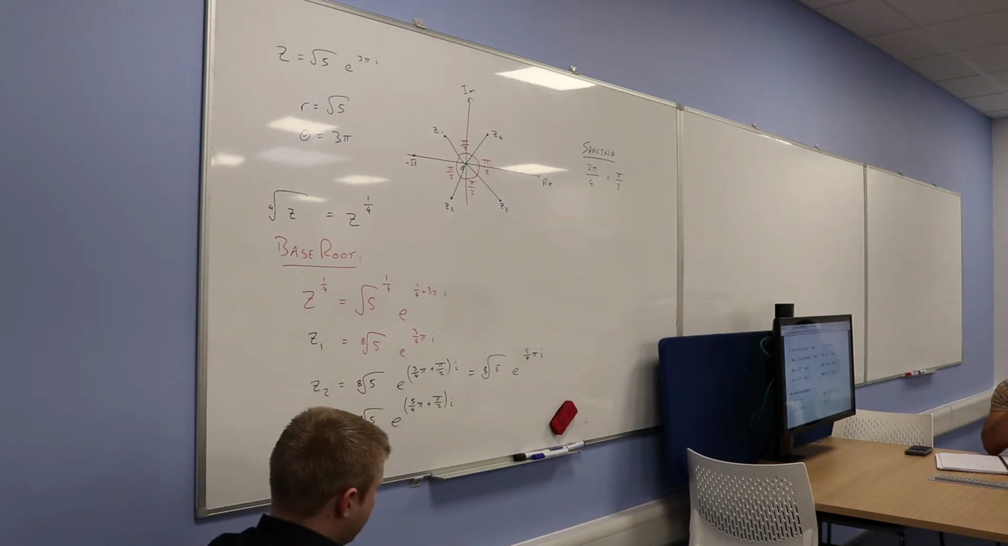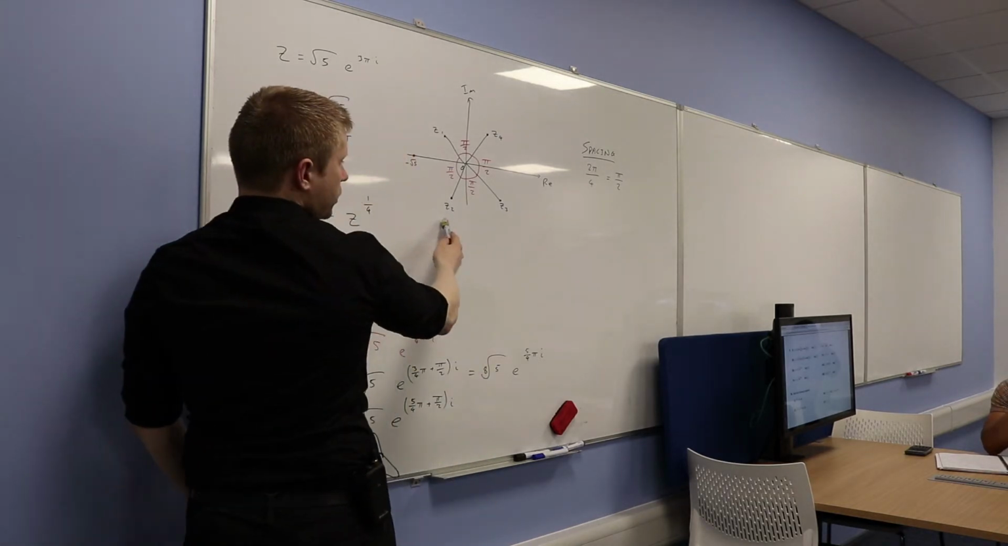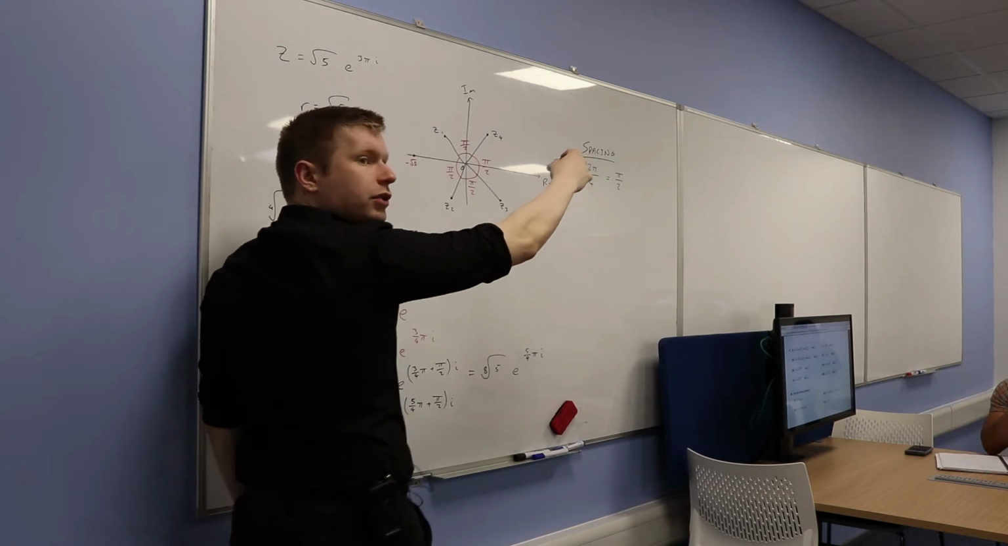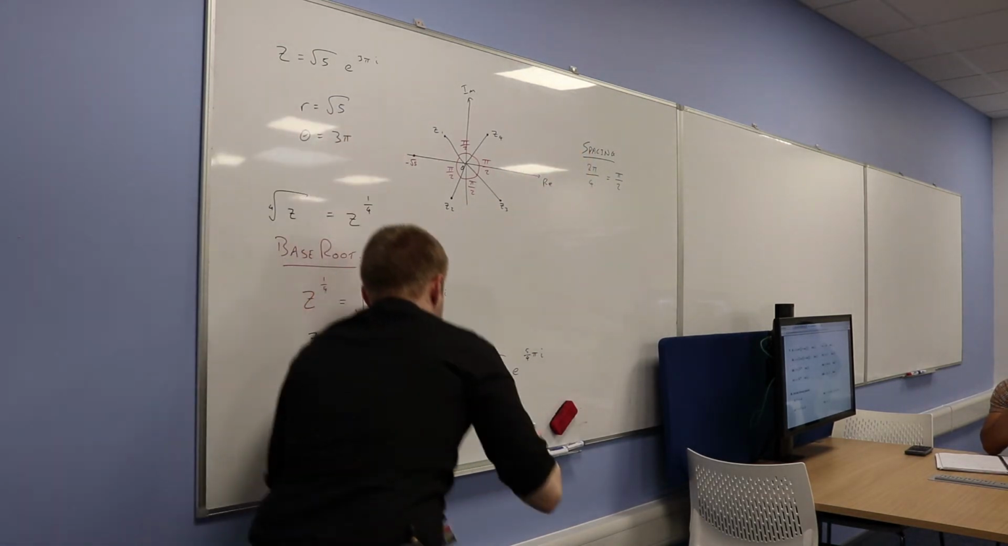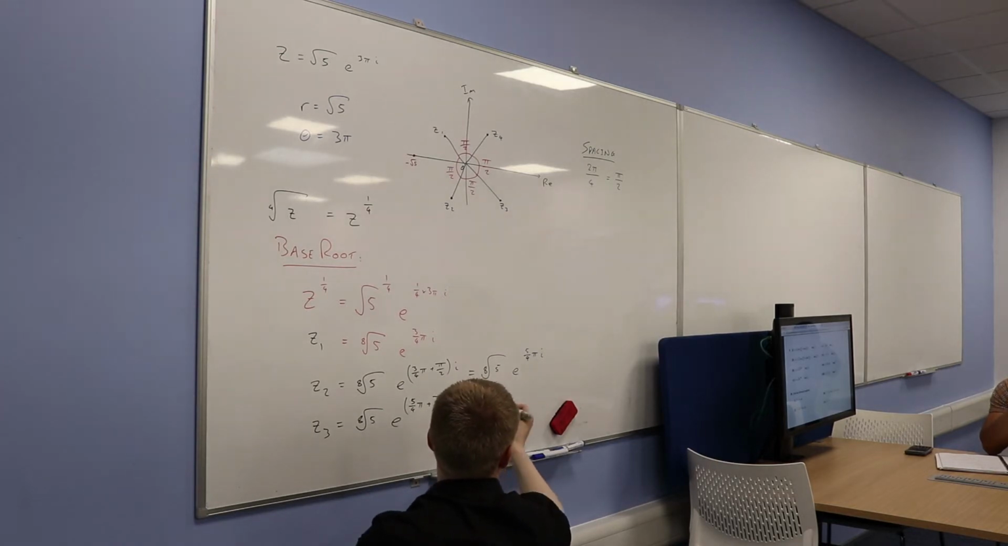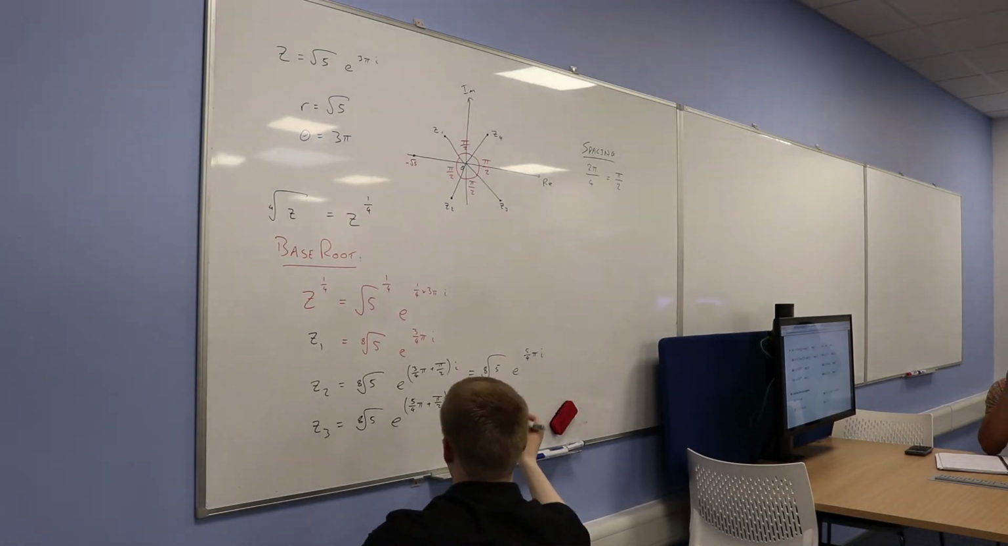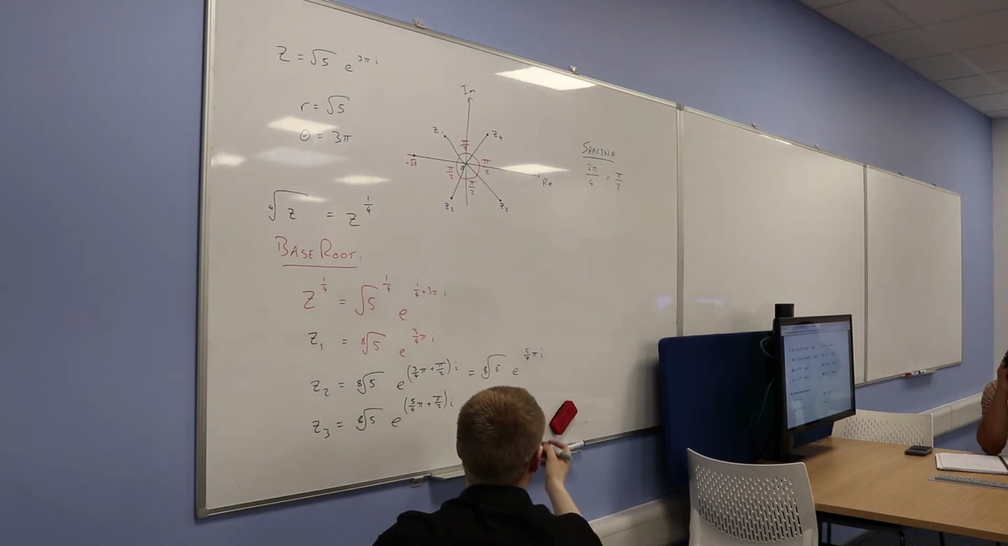There you go, 5. So literally what I've done is I've found Z2, so to find Z3 I just need to turn another pi by 2 further on. So I just need to increase this argument by another pi by 2. So in which case this becomes the 8th root of 5, e to the power of 7 pi by 4. That one's a 7 pi by 4.